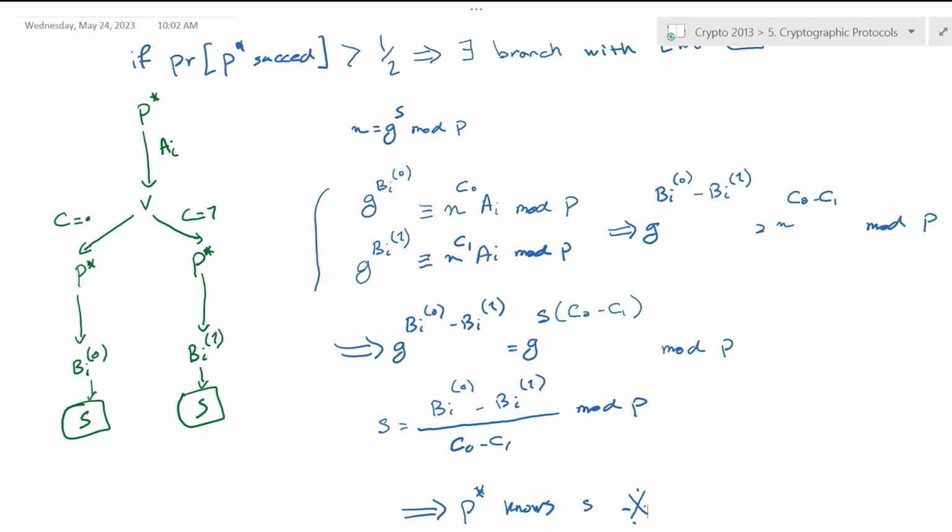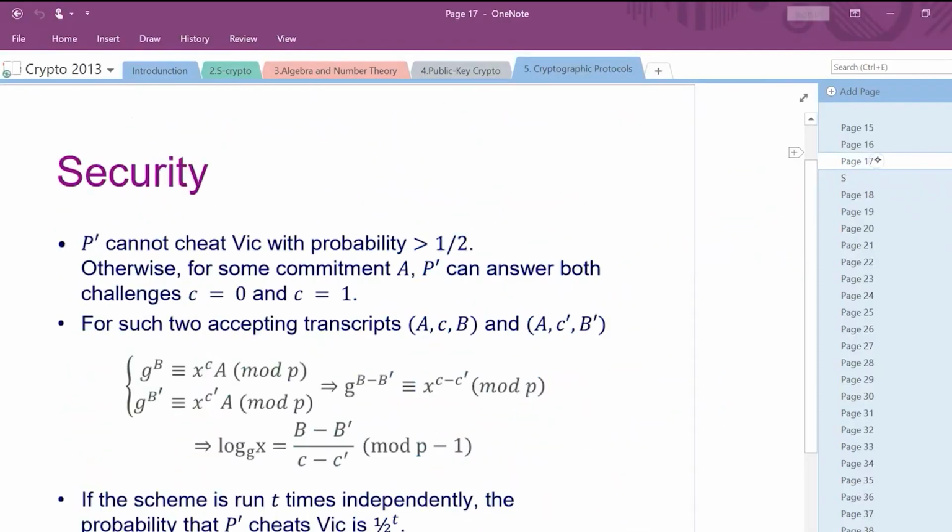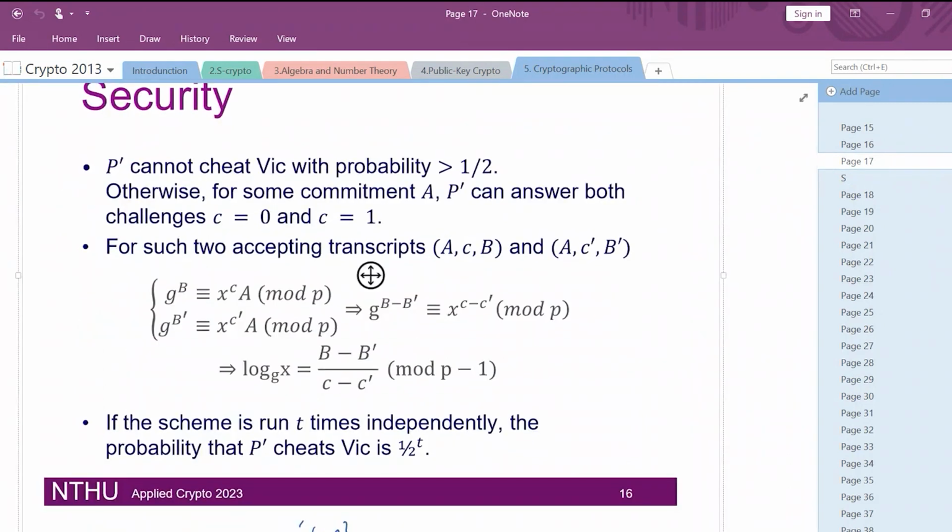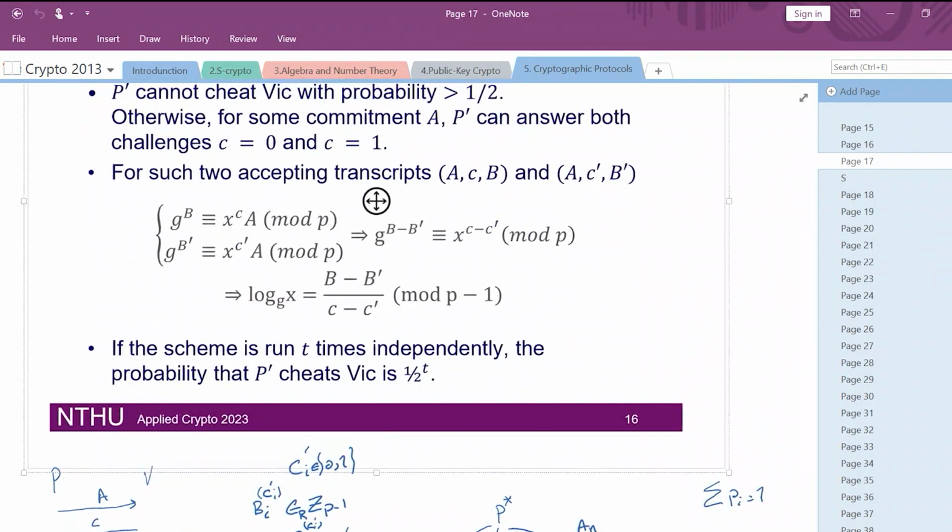So therefore this cannot happen, and the prover can only cheat for exactly 50% of the time, and it cannot be more than that. So this completes our proof. Going back to the protocol itself, that was what we discussed, and now we are going to talk about case number 2.